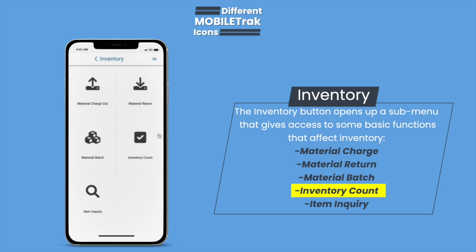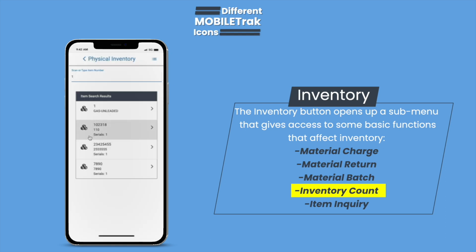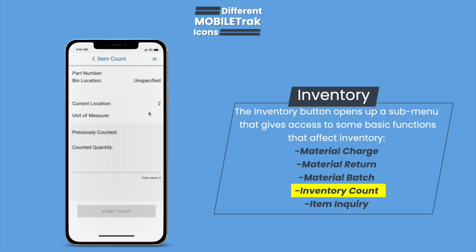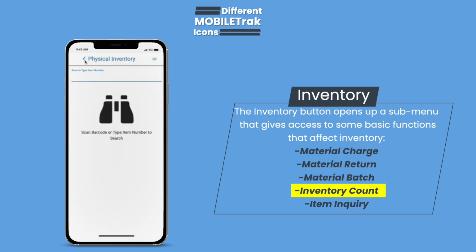Inventory count. The inventory count page gives access to a couple of ways to enter inventory counts into iVue's count screens. Physical inventory allows the user to count one item in the warehouse at a time. The cycle count allows the user to count from a list of items.